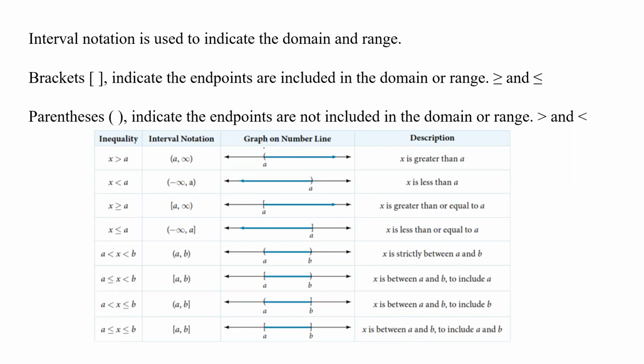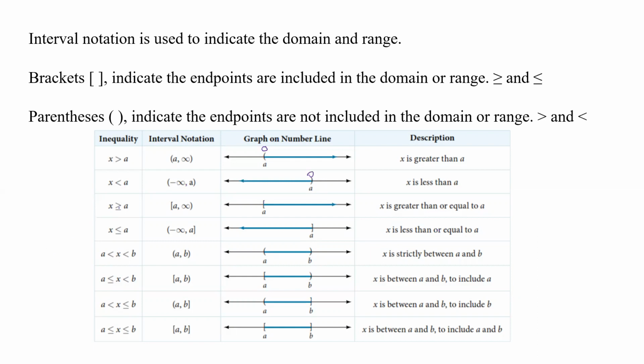We could also do an open circle. So open circle and parenthesis are kind of the same thing. And again, I said x is greater than a. Then we have x is less than a, and so it's going to go from negative infinity up to a, but not include it. And again, this could be an open circle.